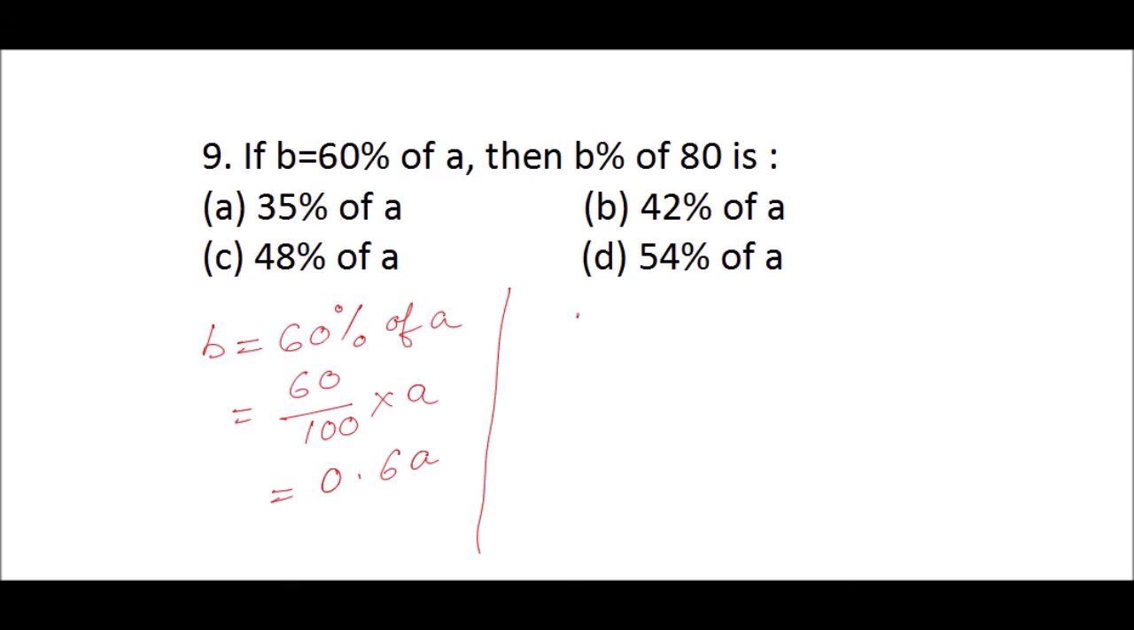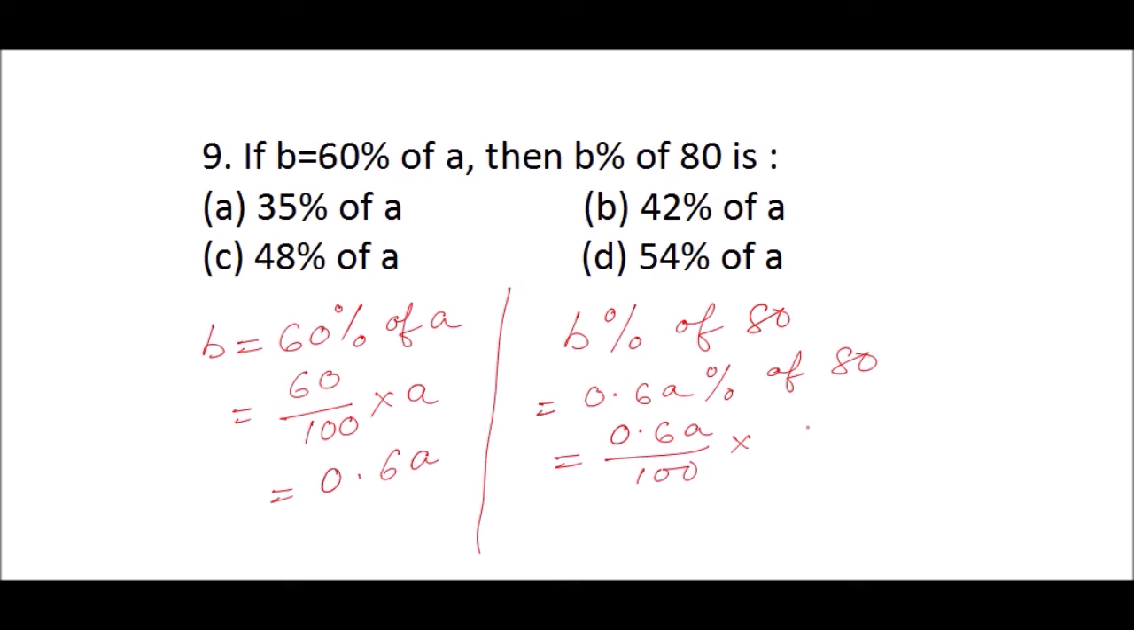Now, B percent of 80, we have to find out. What is B? B is 0.6 A. So 0.6 A percent of 80 means 0.6 A divided by 100 multiplied by 80.